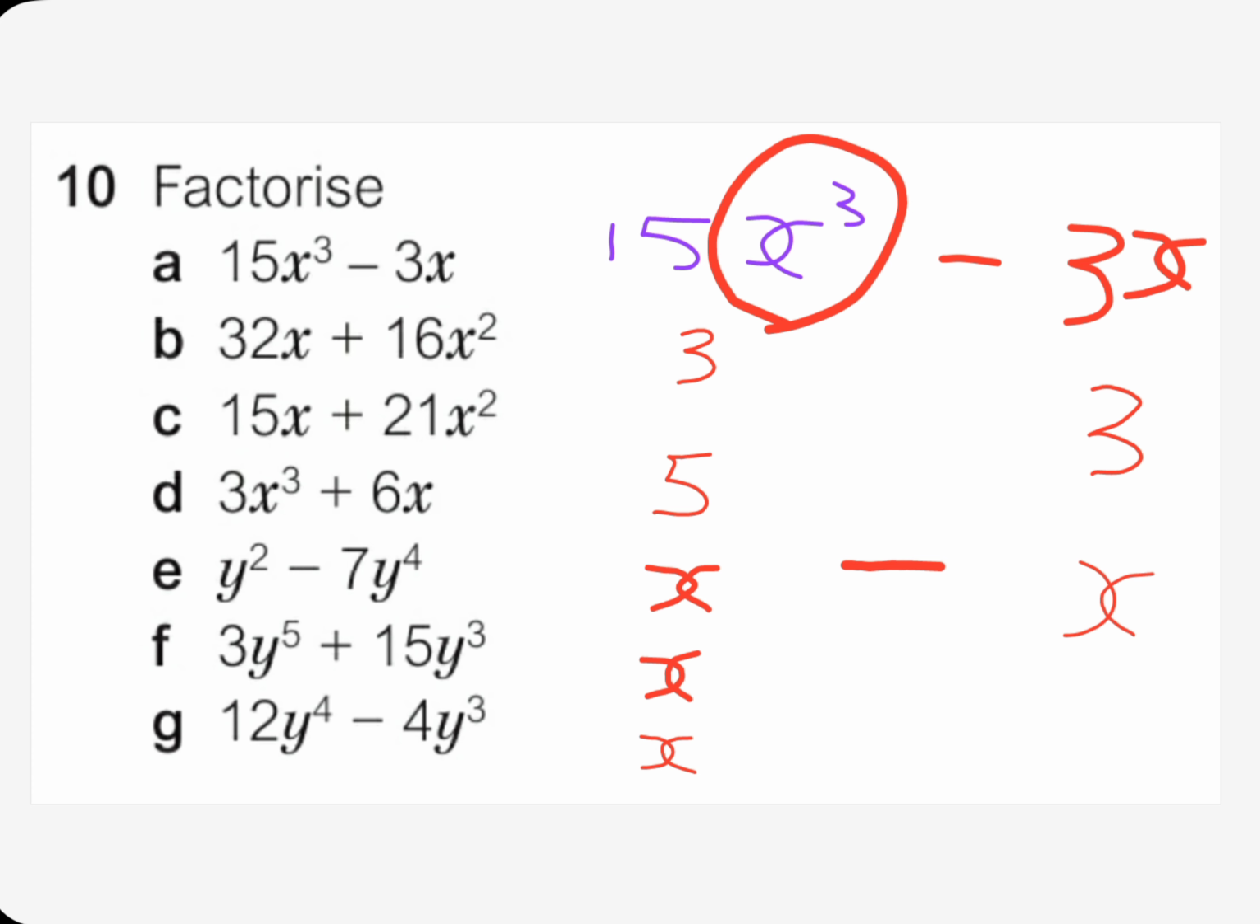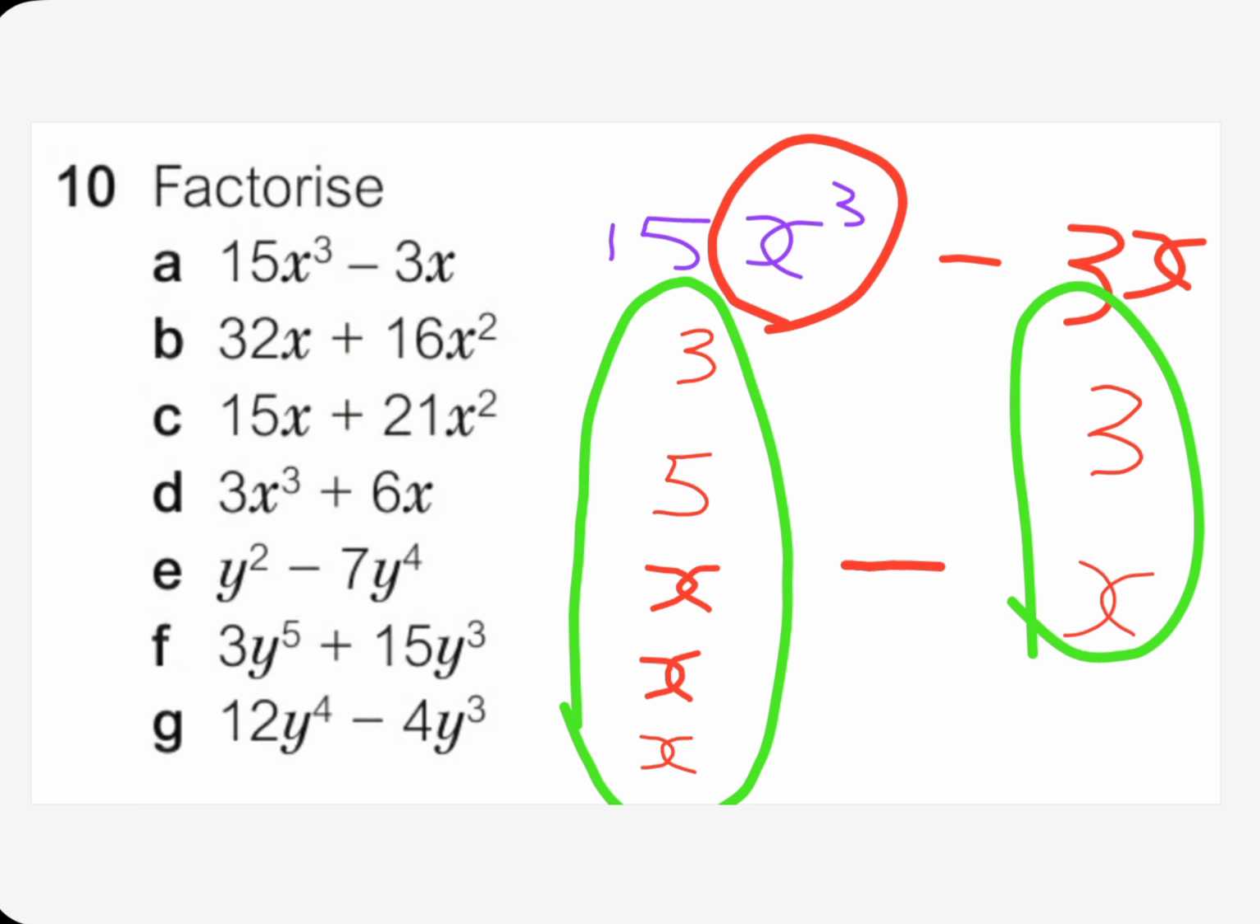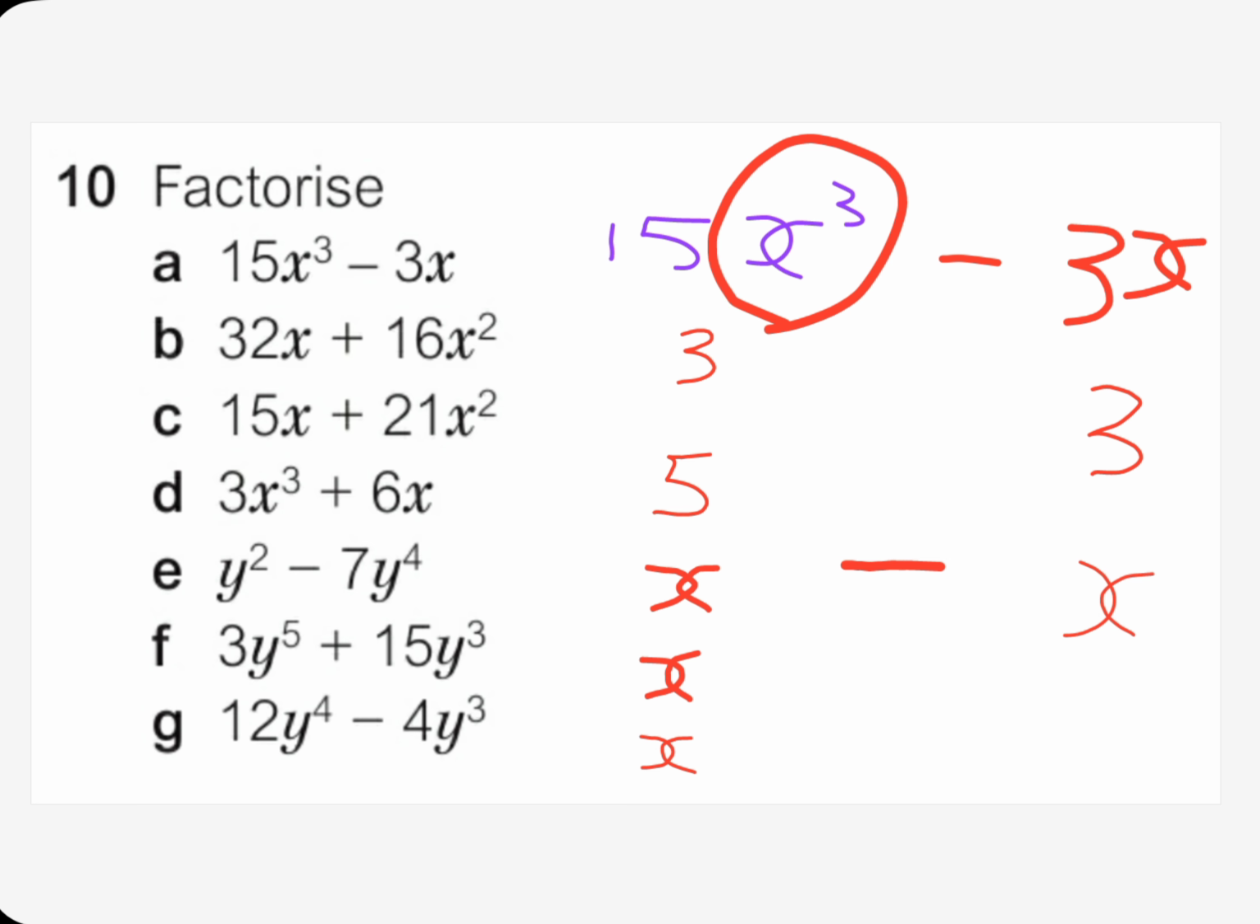The next step is finding what's common between this and this. So here we have a 3, and here we have a 3. We open a bracket, or first we have to write them. Let me make space for the answer. I'll put the answer here so you can see it.